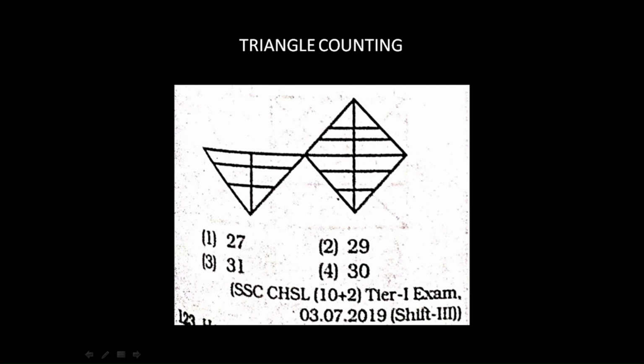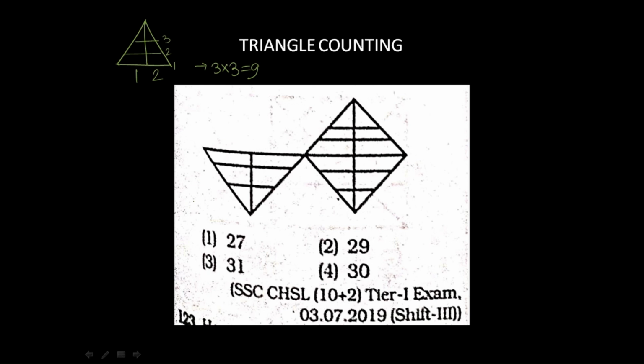So how many triangles are there? It has a figure like this, right? How many parts are there? 2, and there are 3 baselines. So 3 into 3, 9.